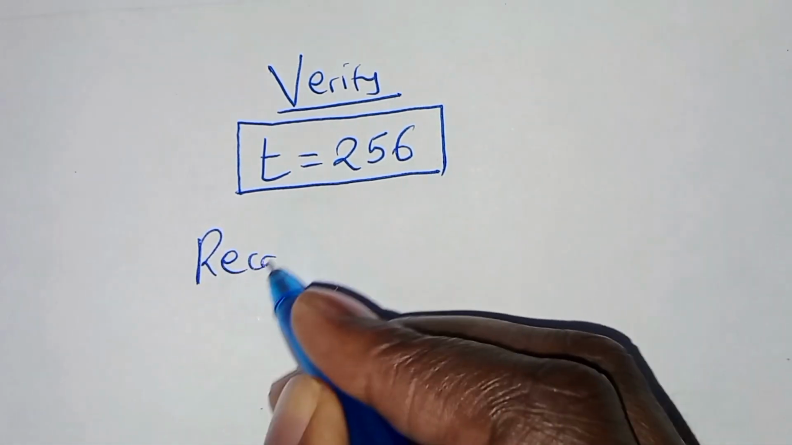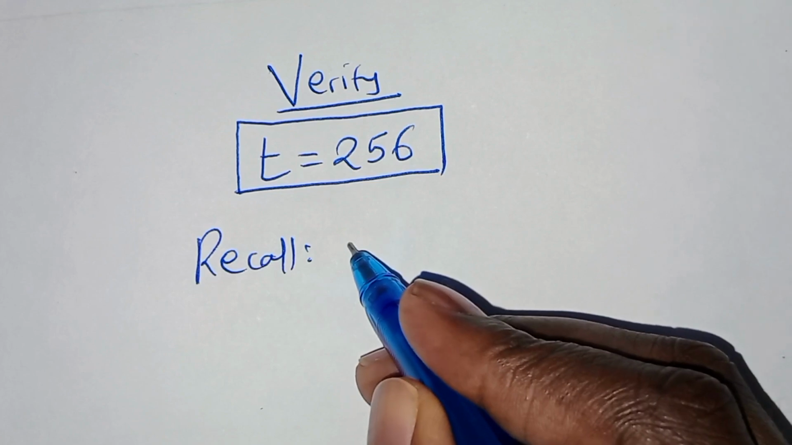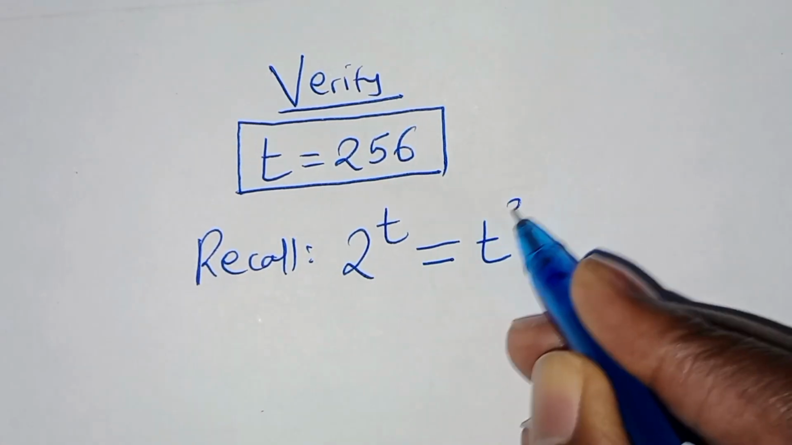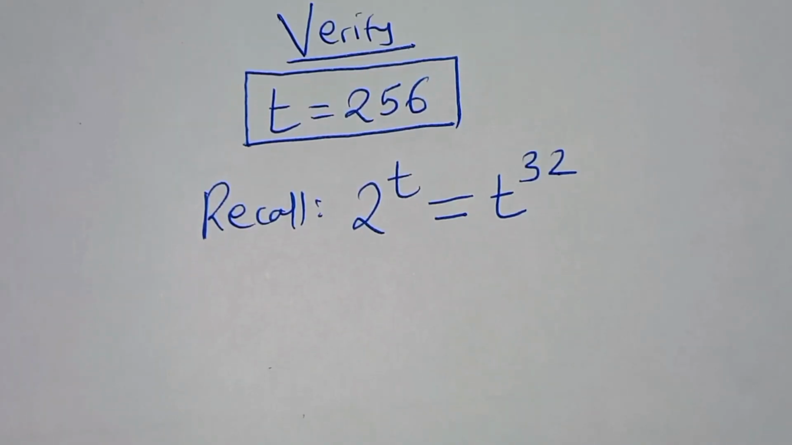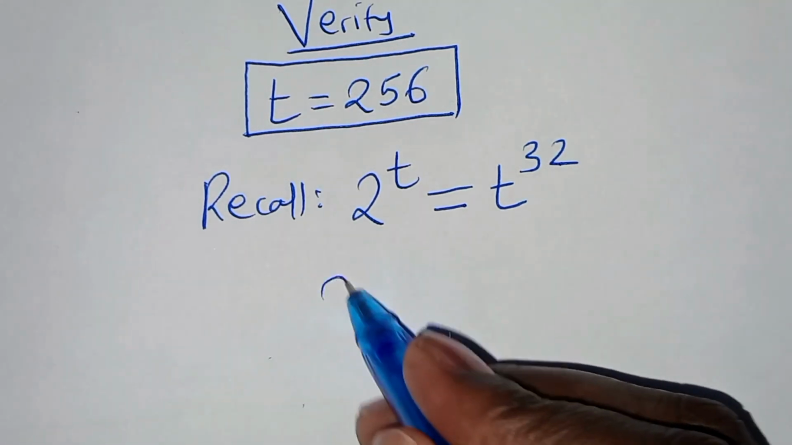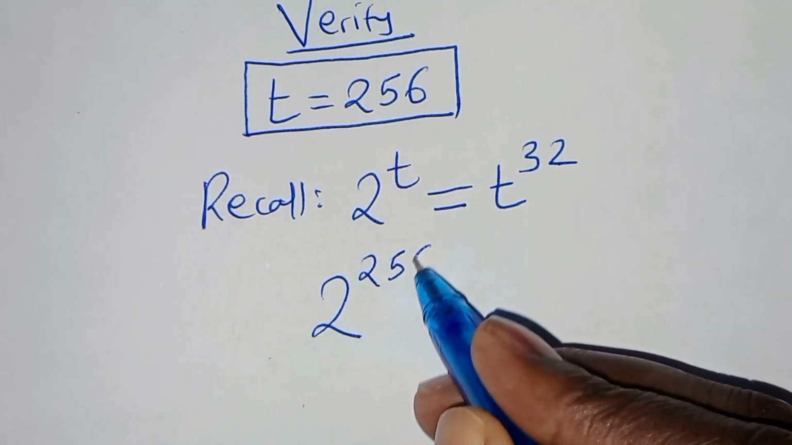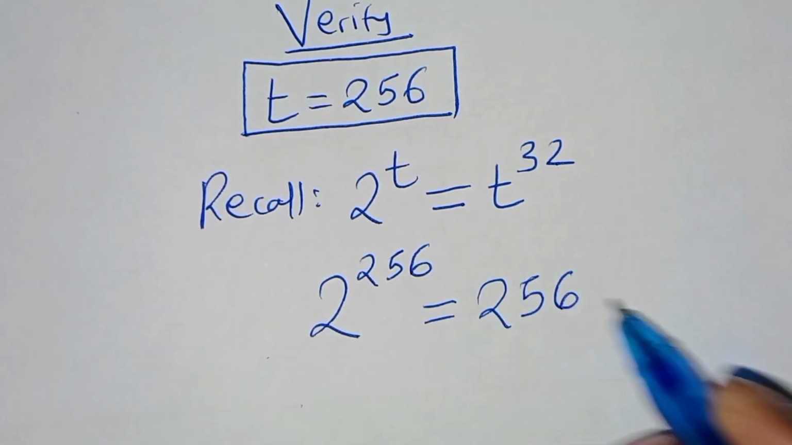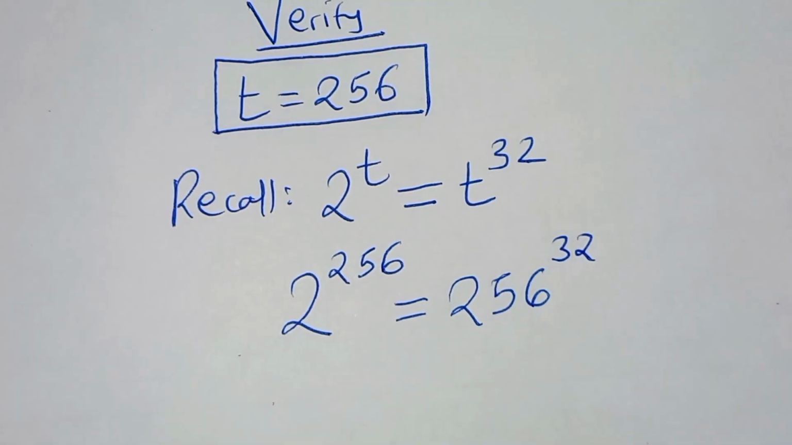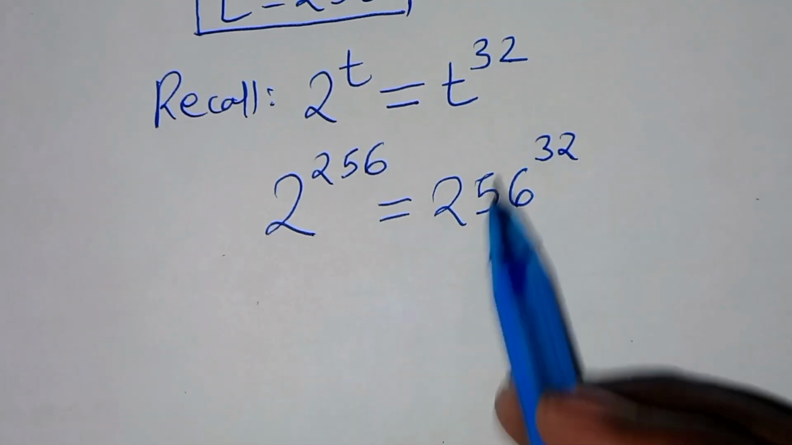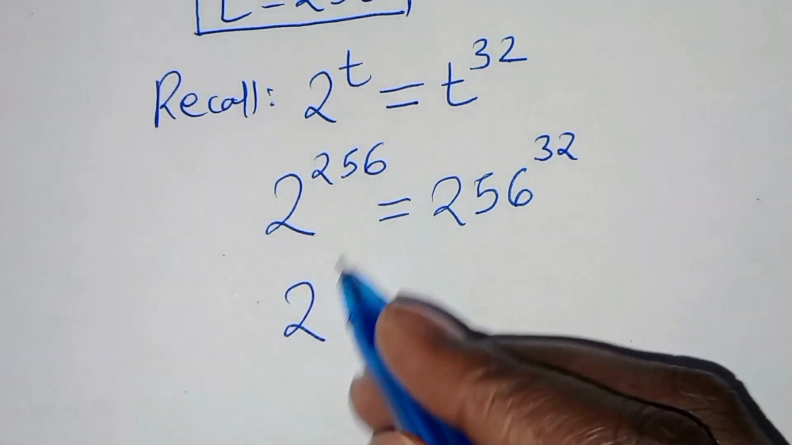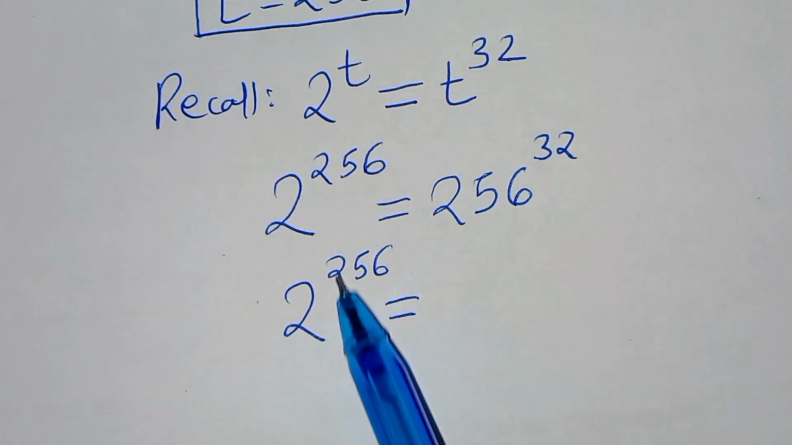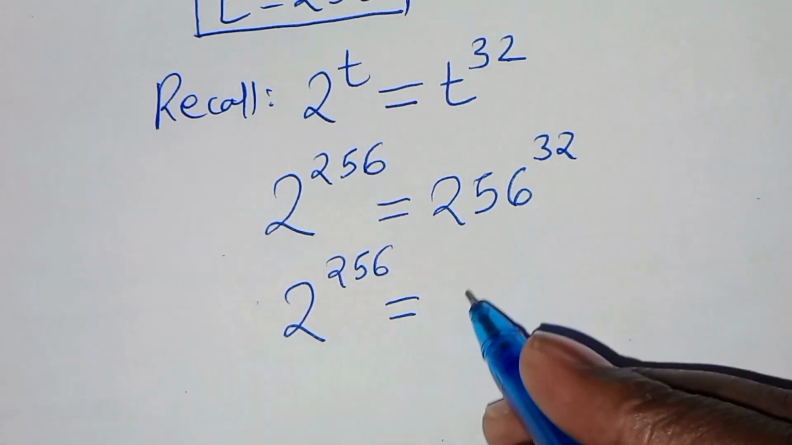Now, if you recall, we have 2 to power t equal to t to power 32. Let's substitute the value of t. So we have 2 to power 256. This is equal to 256 raised to power 32. So here we have 2 to power 256 on the left side, and on the right side we have 256.